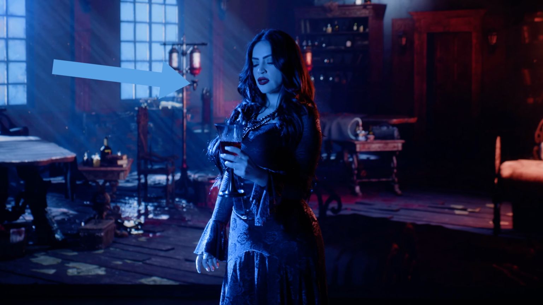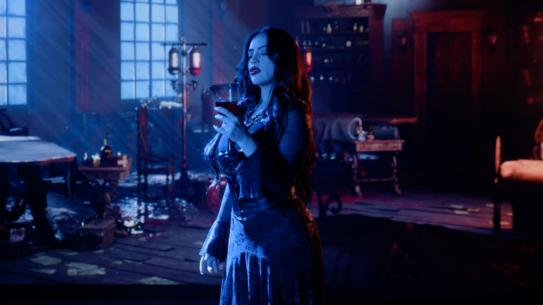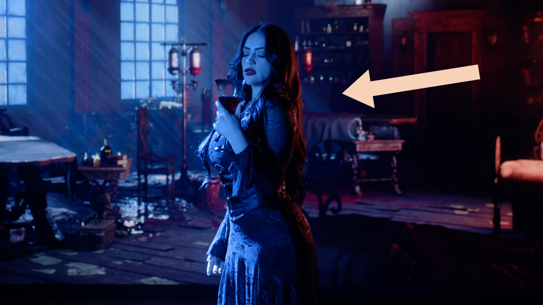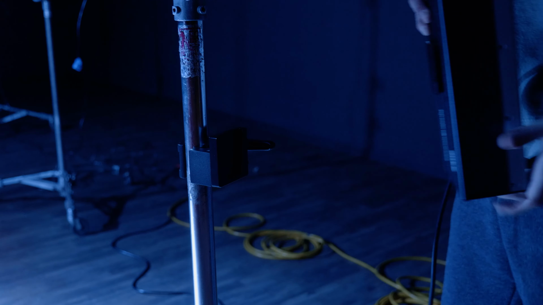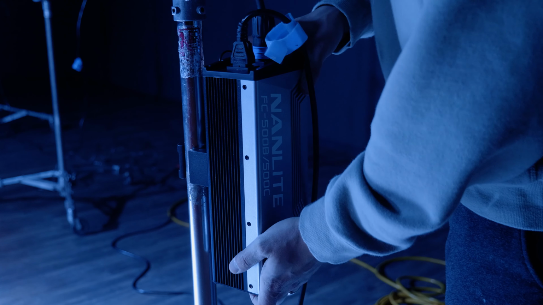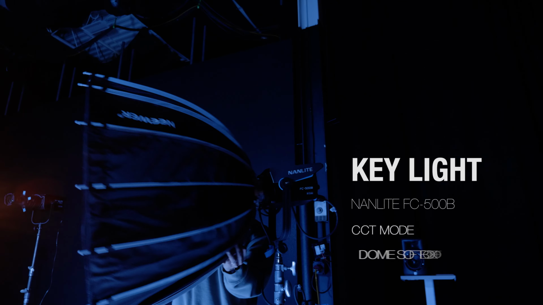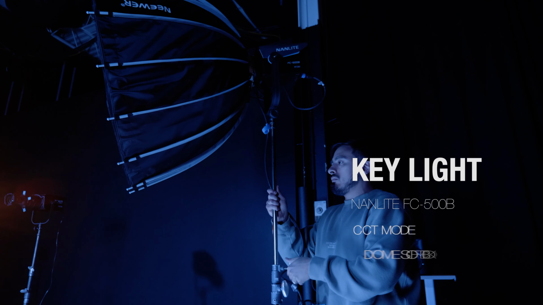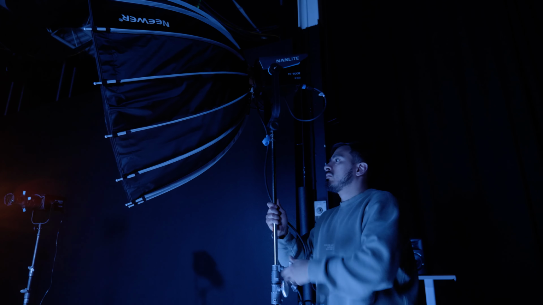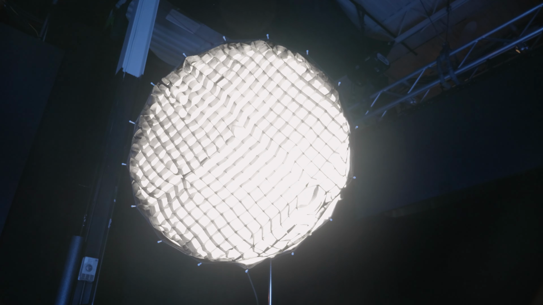Our main key light will come in on the right hand side of the frame. This will be set to a warmer tone to match our 2 edge lights. The Nanlite FC500B. We boom the light on a C-stand and angle it down. Mounted to the light is a parabolic dome diffuser.